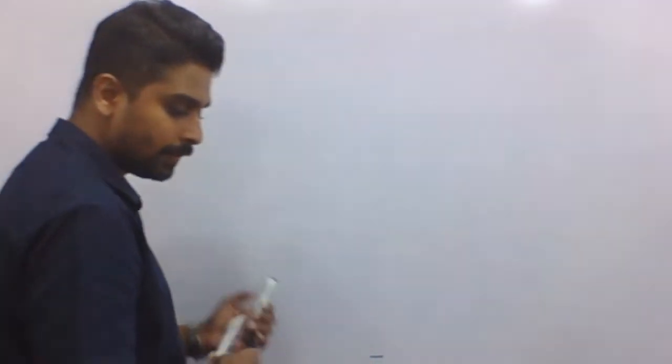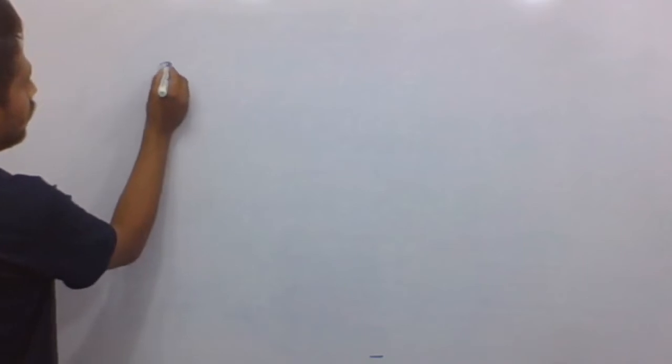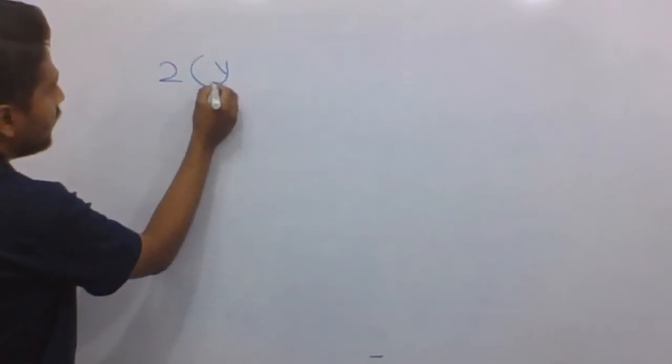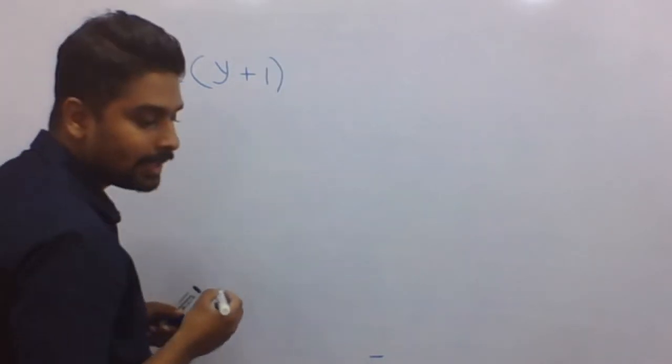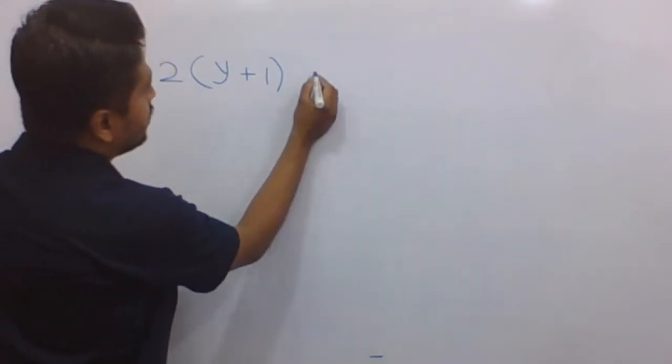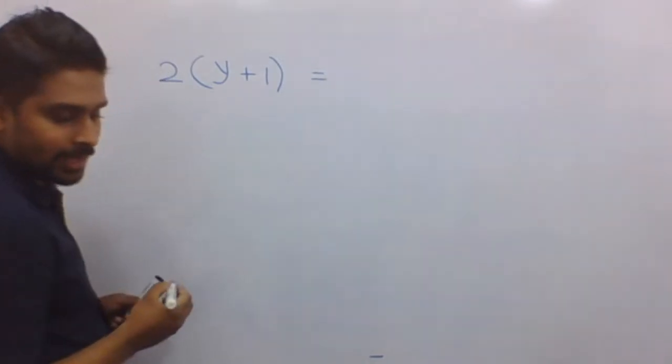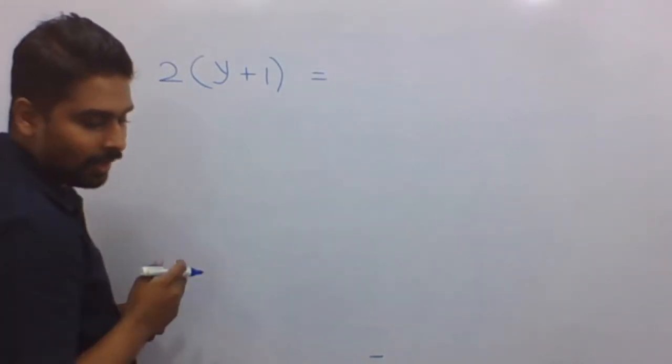The next one. Look at this one: 2 into (y plus 1) equals 6. Why did I use y? Otherwise you may think x is always the unknown. That's why I have given y, okay?